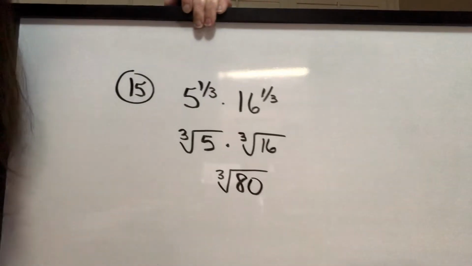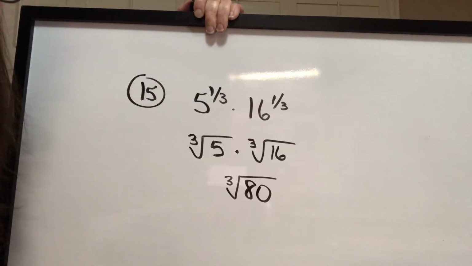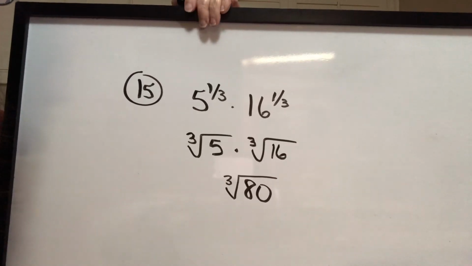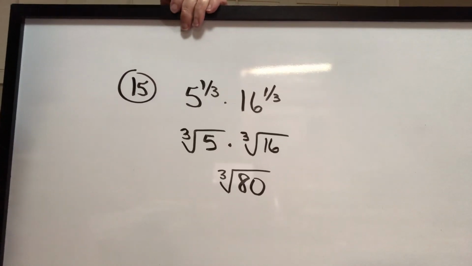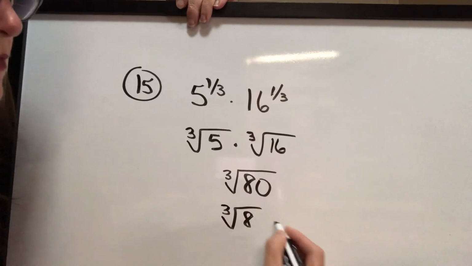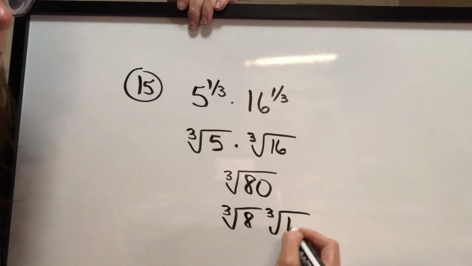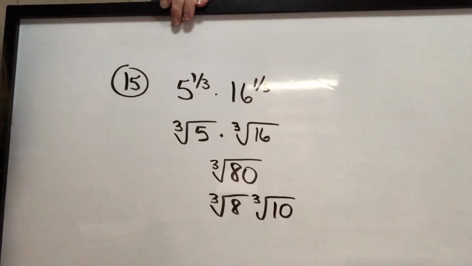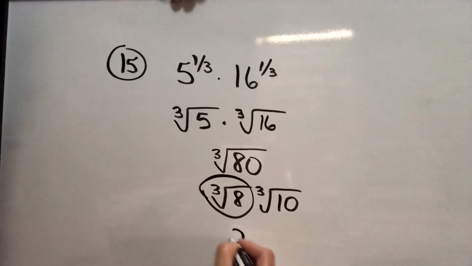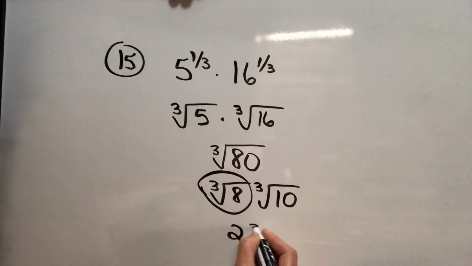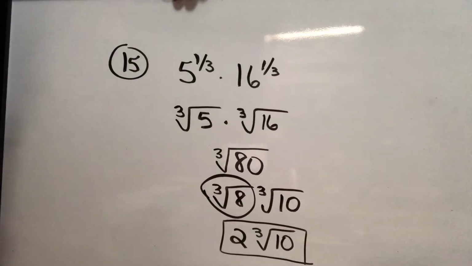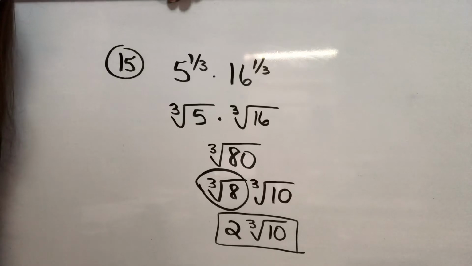But you may be able to simplify that a little further. So look at your perfect cube list that I gave you a few days back. You want to find a perfect cube that divides into 80. So you will find that 8 is a perfect cube, and it divides into 80 10 times. 8 times 10 is 80. So then this one is perfect. The cube root of 8 would be 2, and then leave the cube root of 10 the same since it's not perfect. So your final answer for number 15 is 2 cube root of 10.